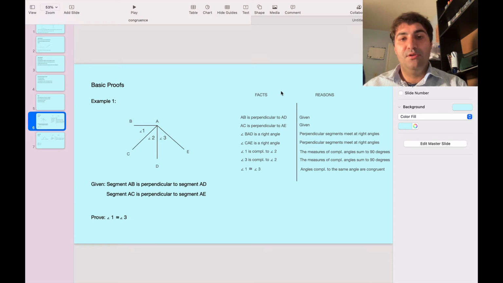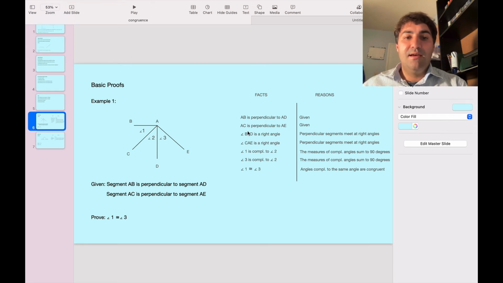So let's build our proof using facts on the left side of this line and reasons on the right side. We're going to write down some facts that we derive deductively, and we're going to give the reasons why we can state these facts. We always start off with what's given. So we know that AB is perpendicular to AD, that's a given, and that segment AC is perpendicular to AE, that's a given as well.